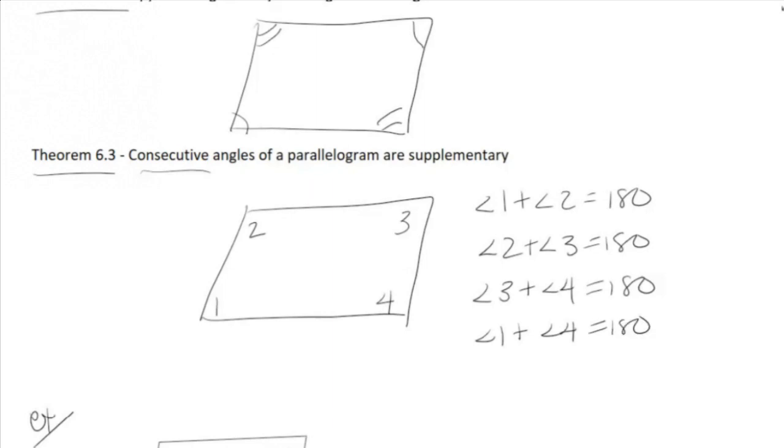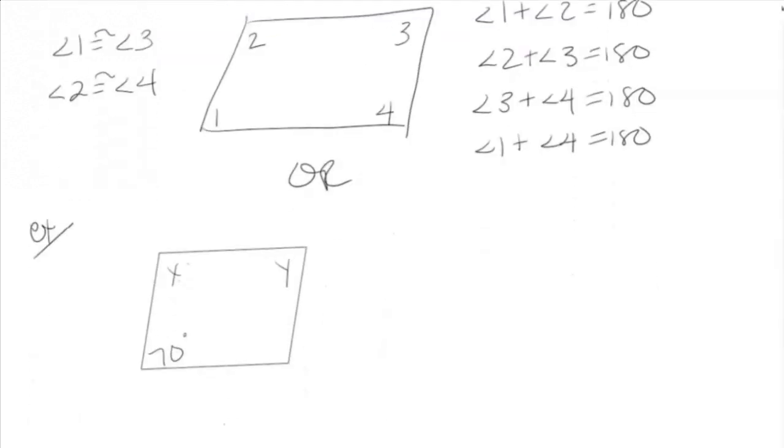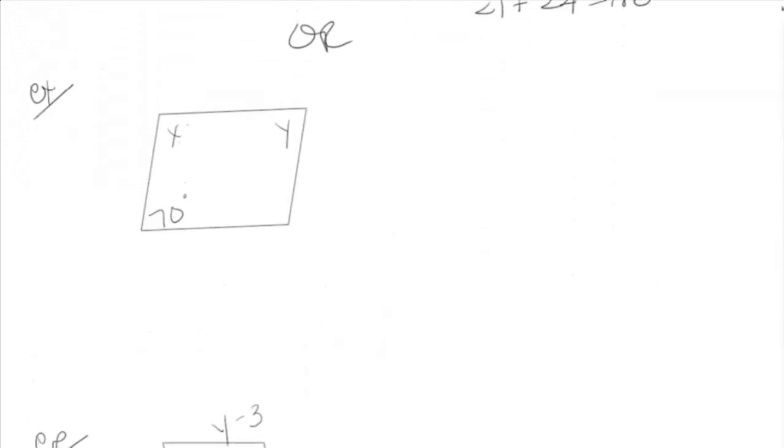Depending on the information that you are given, you can either use the idea that 1 and 3 are congruent, and 2 and 4 are congruent, or that the consecutive angles are supplementary. Okay? All right, let's jump into a few examples.